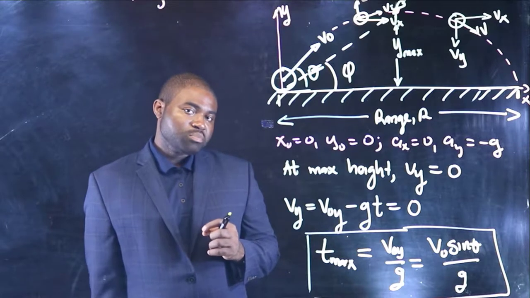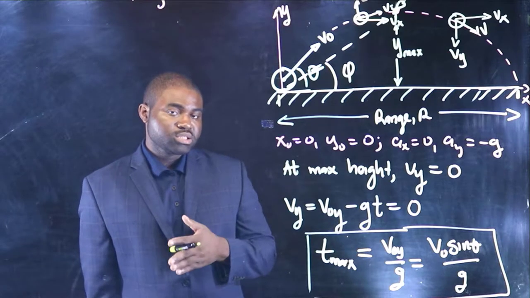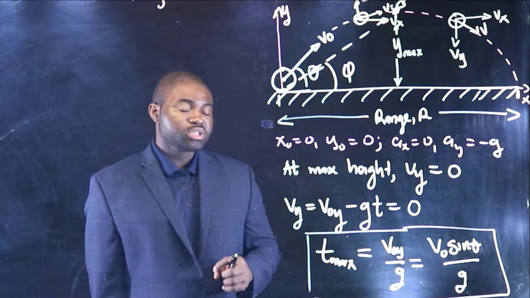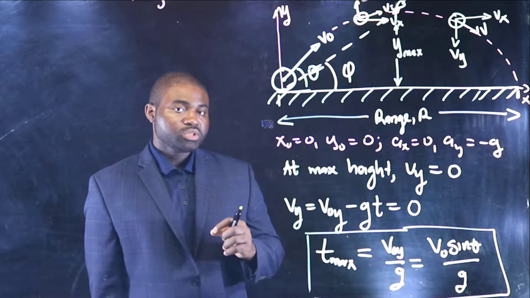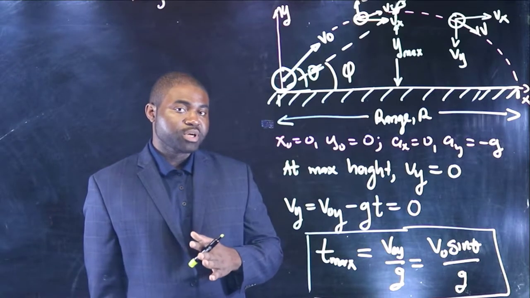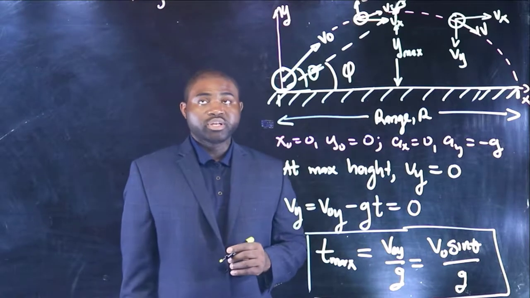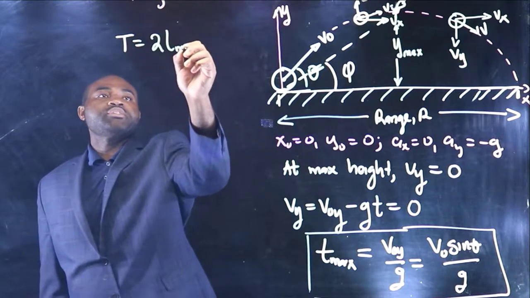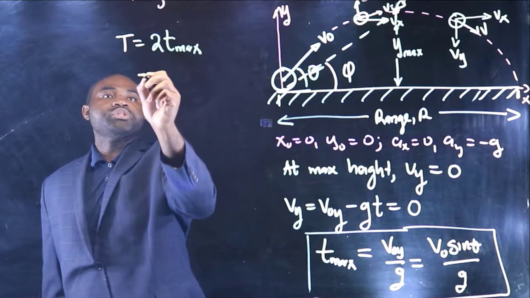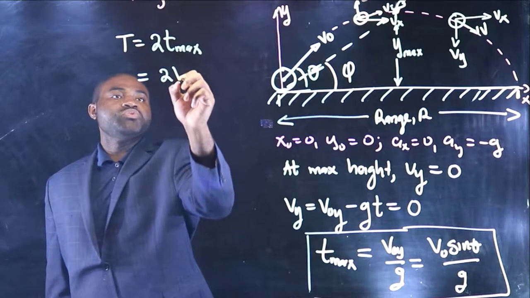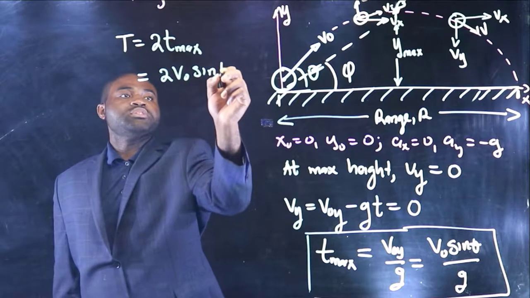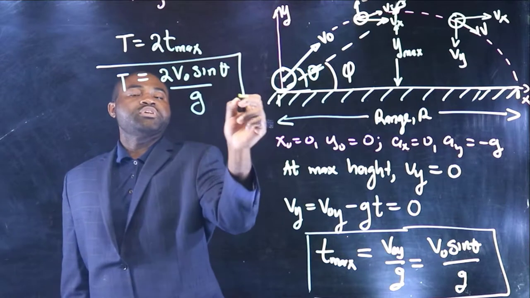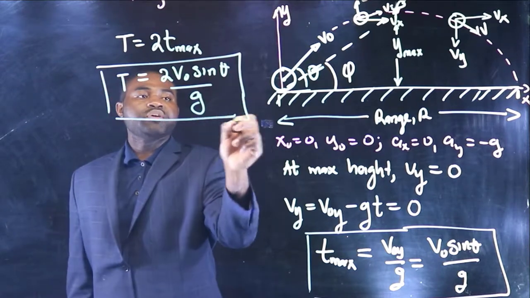Because the projectile path is symmetrical in time, it would mean that the total time of flight is just twice the time to reach maximum height. Therefore, the total time of flight T is just 2T max, which is equal to 2V naught sine theta, all divided by G. This gives us the total time of flight.